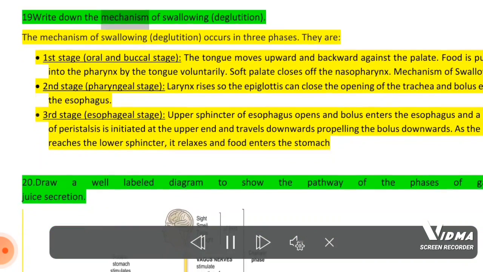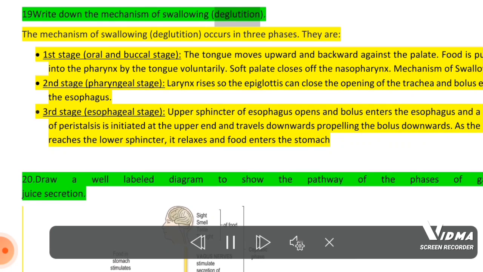19. Write down the mechanism of swallowing, deglutition. The mechanism of swallowing occurs in 3 phases. They are: first stage, oral and buccal stage. The tongue moves upward and backward against the palate. Food is pushed into the pharynx by the tongue voluntarily. Soft palate closes off the nasopharynx. Second stage, pharyngeal stage. Larynx rises so the epiglottis can close the opening of the trachea and bolus enters the esophagus.